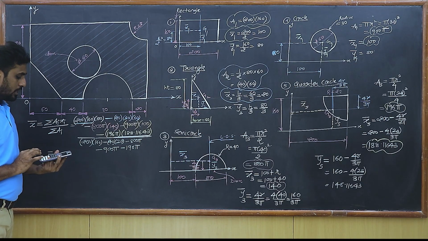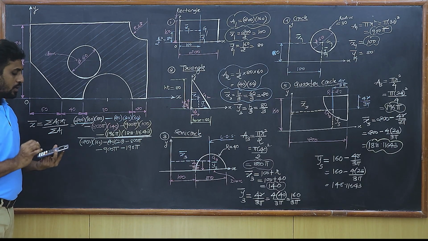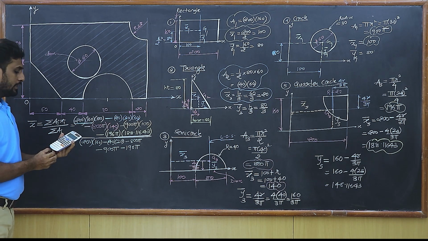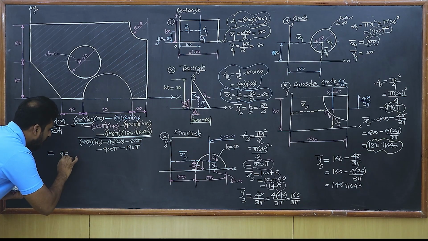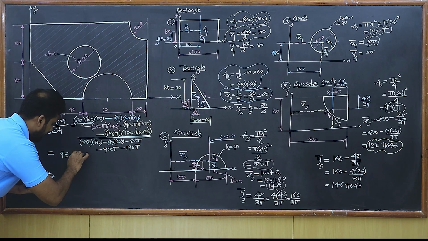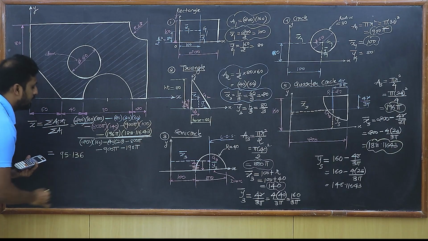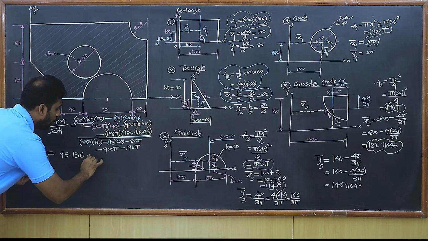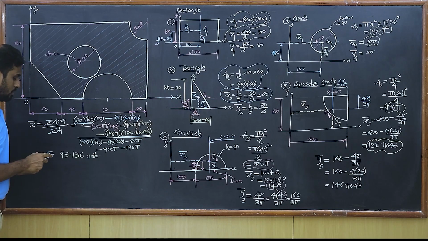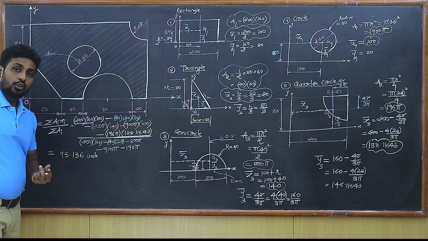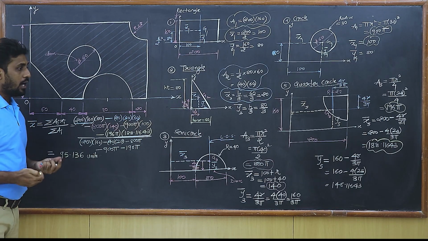Close the bracket. So students, my answer has come 95.1358. So I can say the answer can be written as 95.1358 units. So that's the answer for X bar. So students, now we have got the answer for X bar.